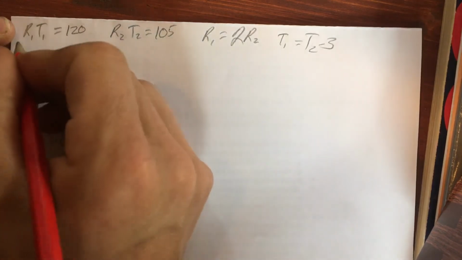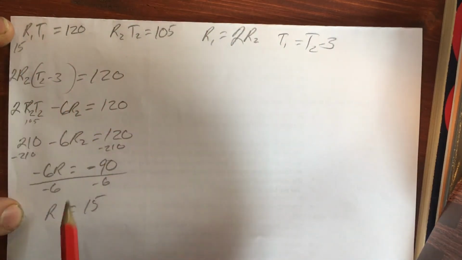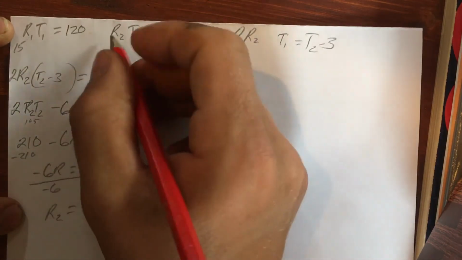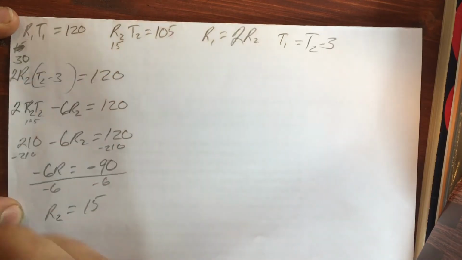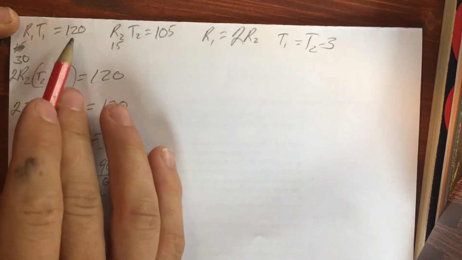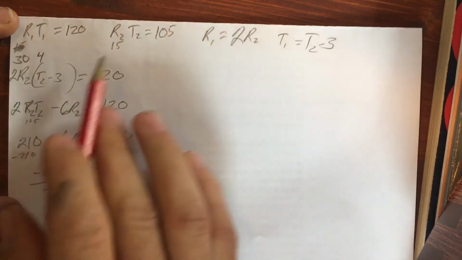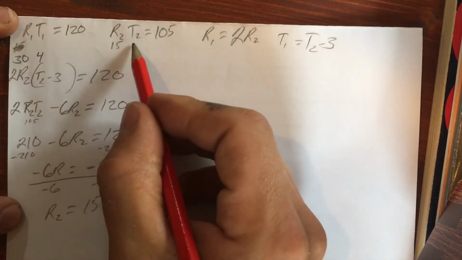So this first guy raced at 15, and this guy would have raced at R2. Sorry, R2 is 15. So this guy raced at 15, which means that this guy raced at 30. And if he raced at 30 and he went 120 miles, how long did he run? 4 hours. And this guy went 3 hours longer, which would be 7 hours.